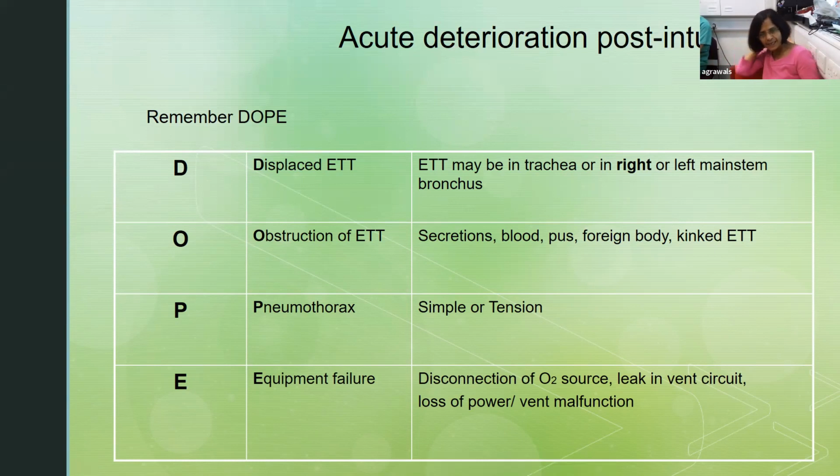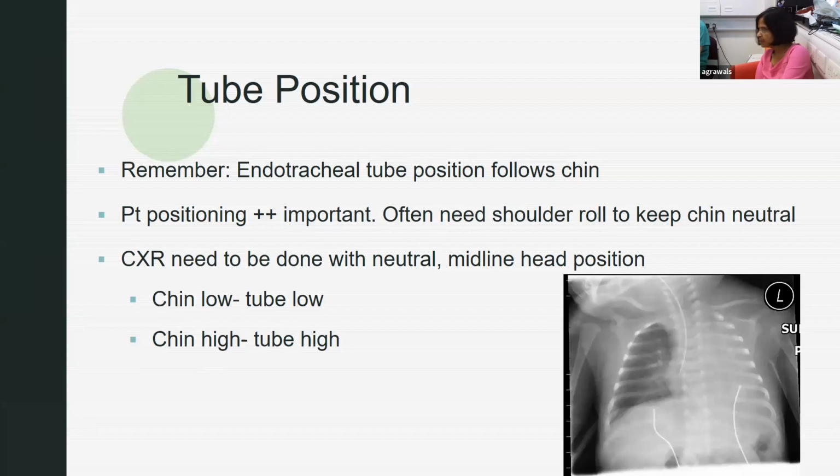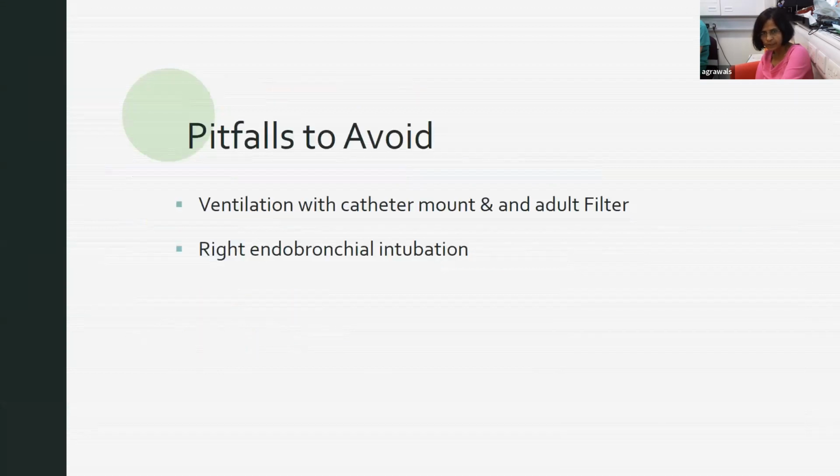If you have acute deterioration post-intubation, we'll of course think about whether it's displaced, whether it's flipped out of the trachea and gone into the esophagus, whether you have placed it in the esophagus by mistake and it hasn't been recognized, whether it's obstructed because there are thick secretions, pneumothorax, or equipment failure. So always think about that. And then we do a chest X-ray to avoid this, which is one-sided. So that's the right main bronchus intubation, too far.